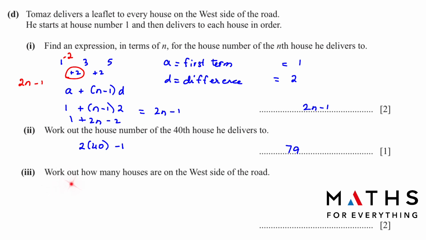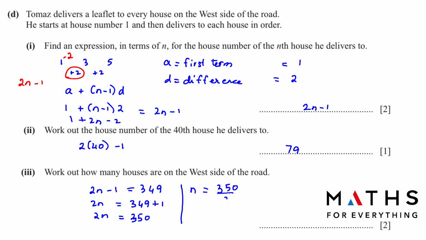The next part of the question: work out how many houses are on the west side of the road. Now we are supposed to find n. If you look at the diagram, you know that the last house is 349. So 2n minus 1 equals 349. We have to make n the subject. The negative when we shift to the other side will be positive. So the number of houses equals 350 divided by 2, which is 175.